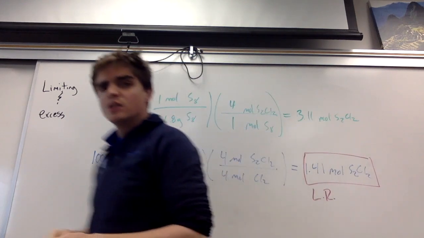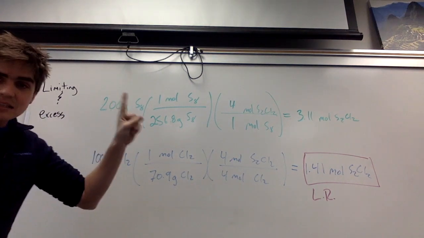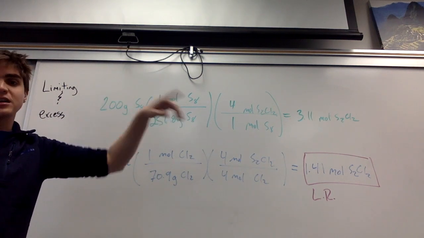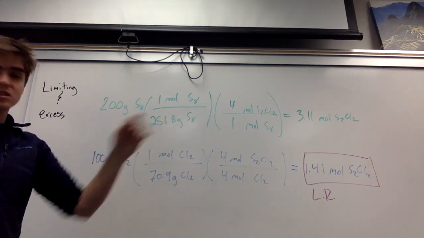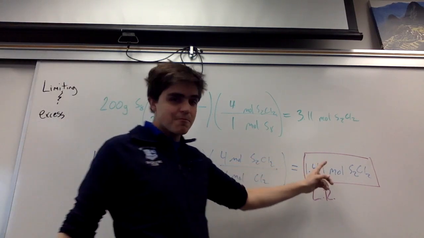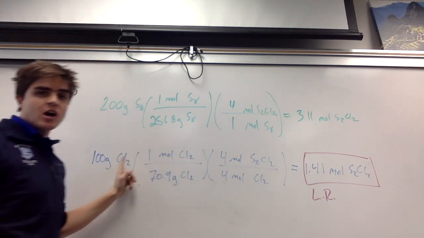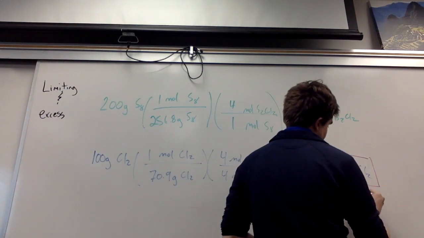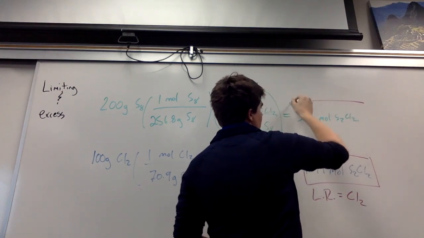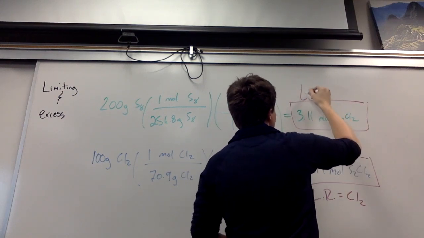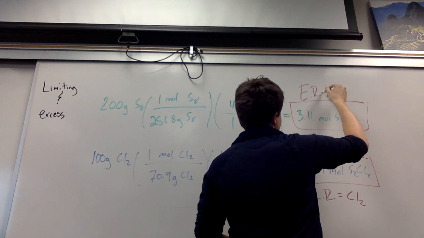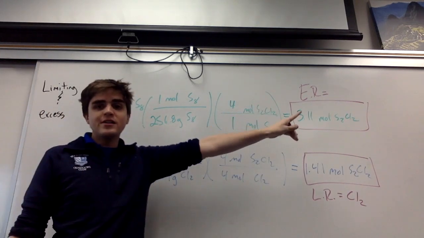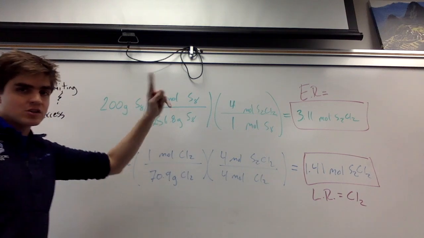But please note, the limiting reagent isn't the number. Okay, that's a theoretical product. The limiting reagent is what's causing the smaller number to happen. So because this number is smaller, whatever's causing that, in this case chlorine, is called the limiting reagent. Obviously, if one thing's limiting, the other thing is called excess. And again, just like the limiting reagent, it's not 3.11 that's the excess, it's the sulfur that's causing the excess.